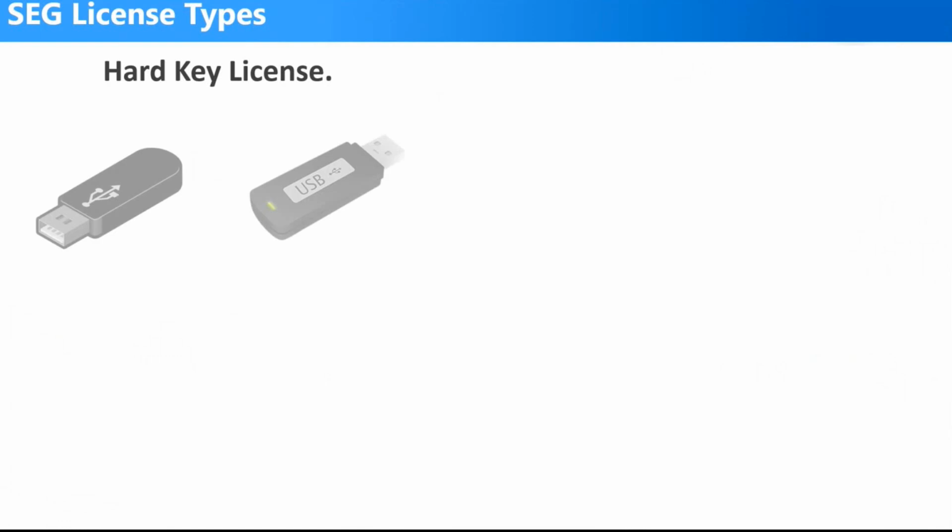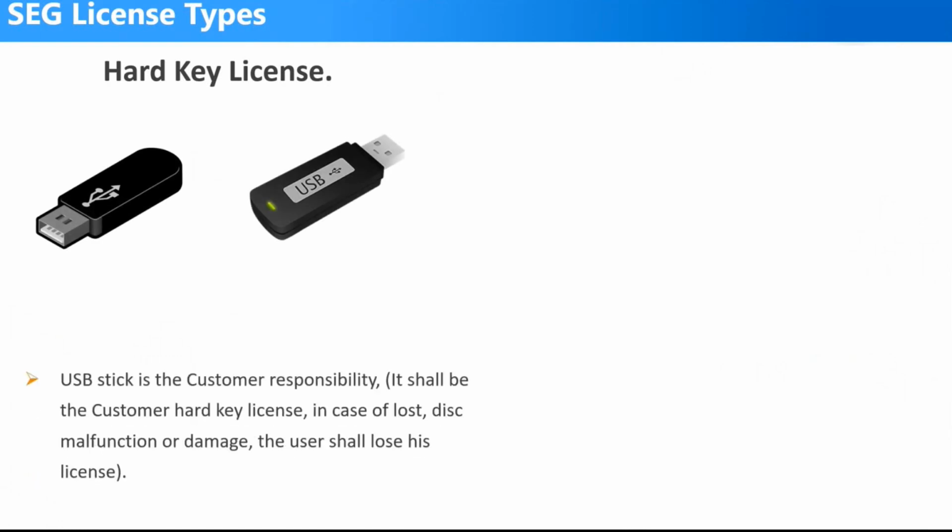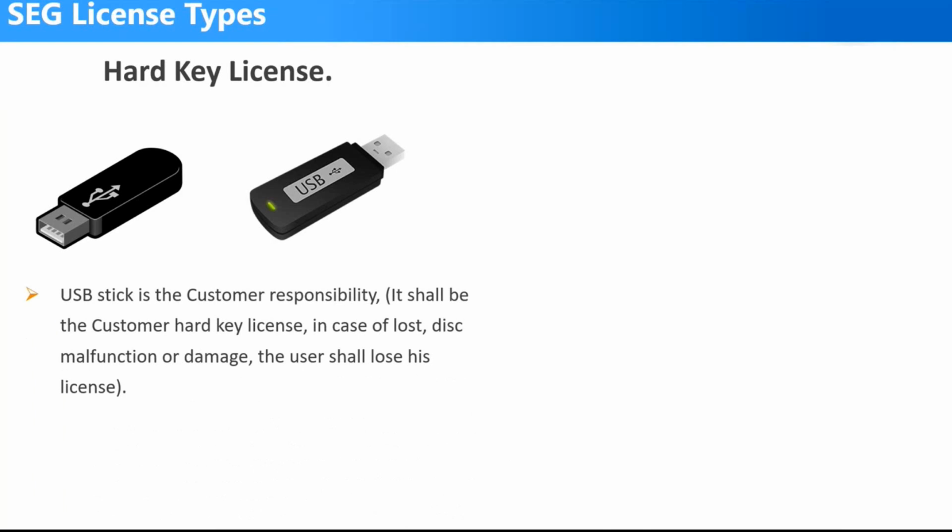For SEG, we have 2 types of licenses. The first type is the hard key license. In this case, you will need a USB stick. This USB stick will be your license. That means you can move it from one machine to another, because the license is the USB stick itself.